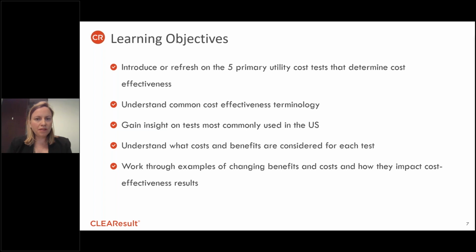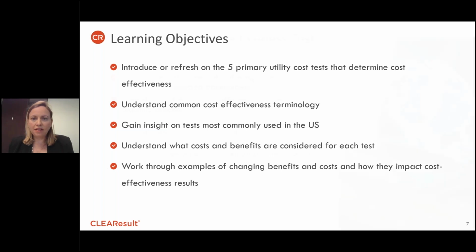We also have a slide where we want to provide some insight on the tests that are most commonly used in the US, but also by what states and jurisdictions, to give a broader view of who's using these and how they are using them. We're also going to take a deep dive into the different costs and benefits that are considered in each test. And as mentioned, we'll try to tie it together at the end with a couple of working examples.